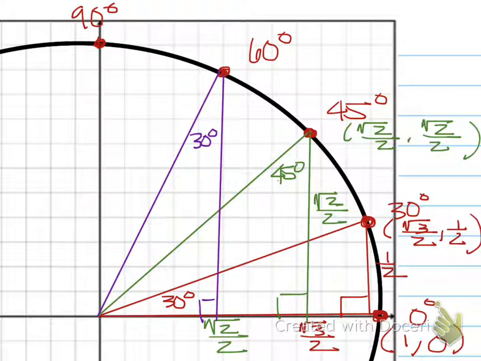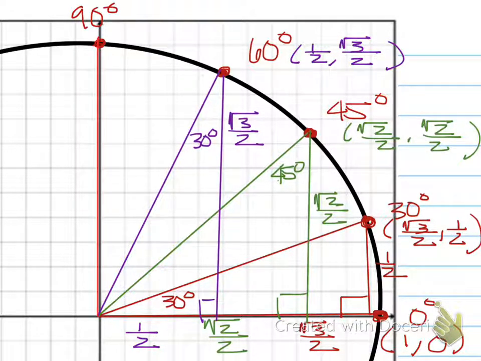For a 60 degree angle, we're just going to flip-flop the x and y coordinates for the 30 degree angle. So the x-coordinate at that 60 degree angle is going to be 1/2, and the y-coordinate is going to be root 3 over 2. And then for the 90 degree angle, the x-coordinate is 0, and the y-coordinate is just going to be positive 1, again, since the radius of the circle is 1.